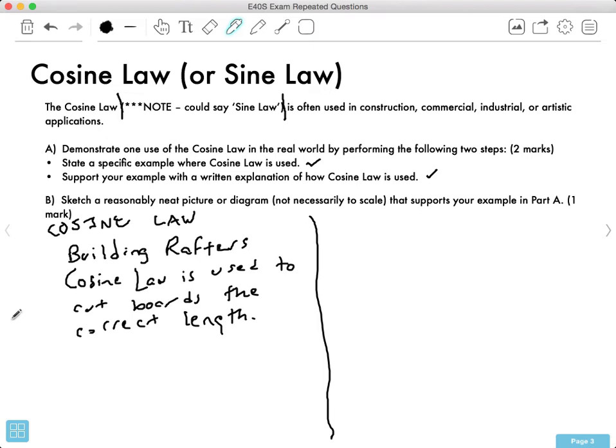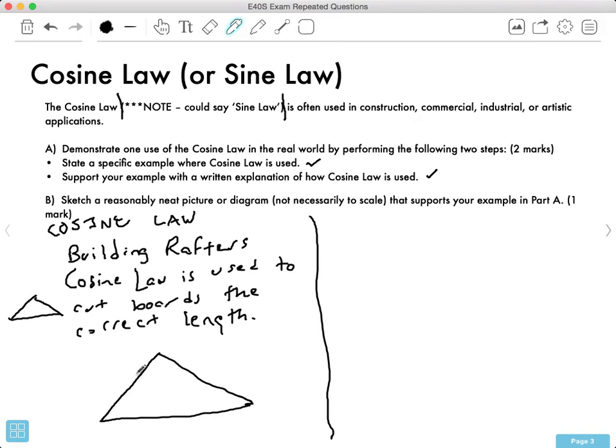Most rafters at the houses I look at anyway are triangles. And so you need to know how long to cut these boards to build that rafter, and you could use cosine law to figure that out. Now when it asks for a diagram, you don't have to draw a house, you don't have to draw specific rafters, you just have to draw a triangle, think a roof of a house maybe, and then you have to put labels on it where this would become a cosine law question.